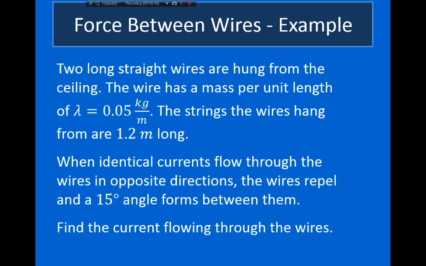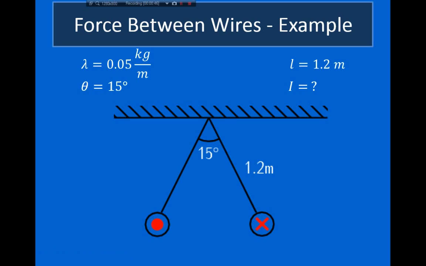So here I have a picture kind of showing you the idea. We have these two wires. They're hung from the same point by strings that are both 1.2 meters long. And on the ends of these strings are current-carrying wires that are carrying current in opposite directions. So they're going to exert a magnetic force that's repulsive between the two of them. And this repulsive force is going to cause them to form this 15-degree angle between them. And the question is, if this angle is 15 degrees, then what's the current that's flowing through these two wires?